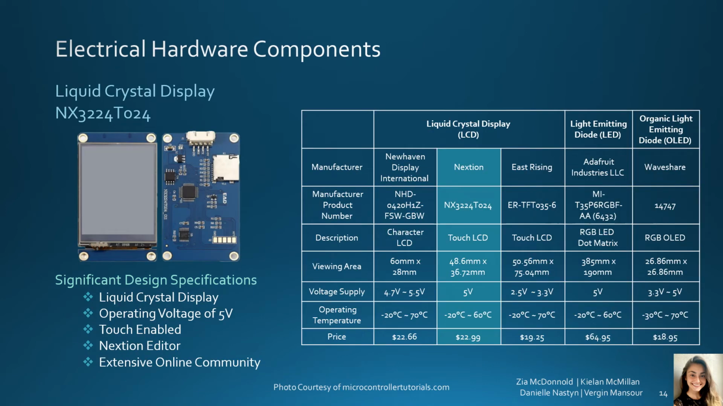Next is our display. First, we had to determine which type of display would be best for our design. After our research, we found that a liquid crystal display would be beneficial for its touch-enabled feature and low cost. Specifically, we chose the Resistive Touch 2.4-inch Nexion liquid crystal display shown here.